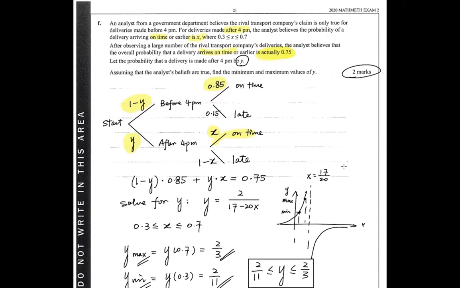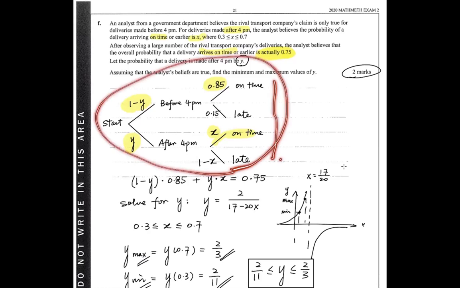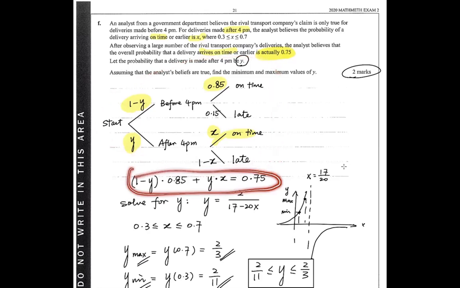That is a tough question. The toughest part is not calculating the answer. It's actually constructing the tree diagram, using the information organized in the tree diagram, and constructing that equation. Okay, joint probability.